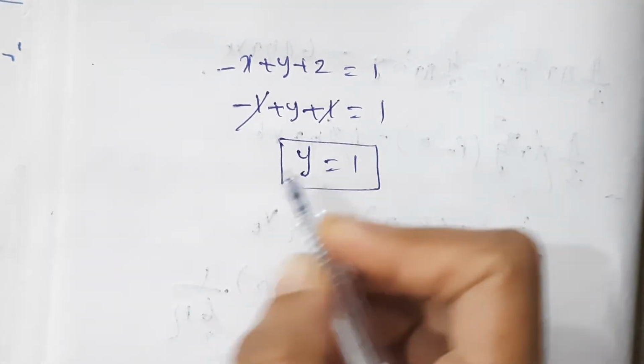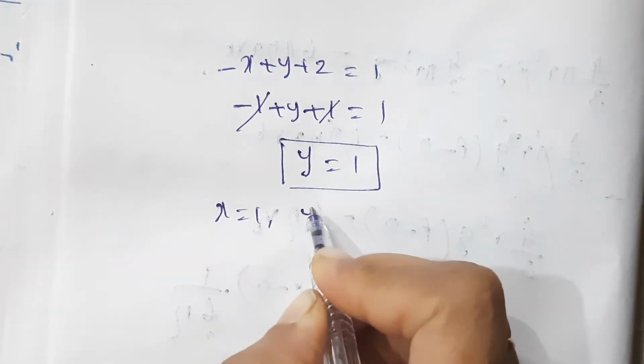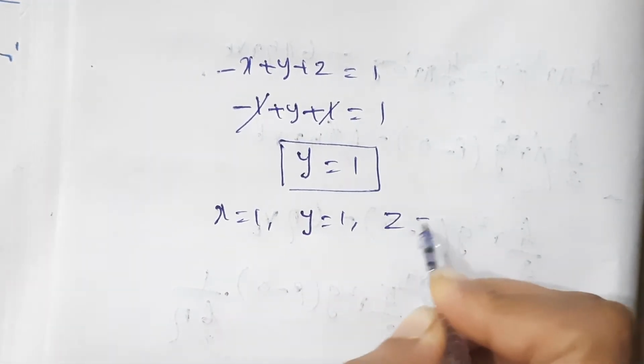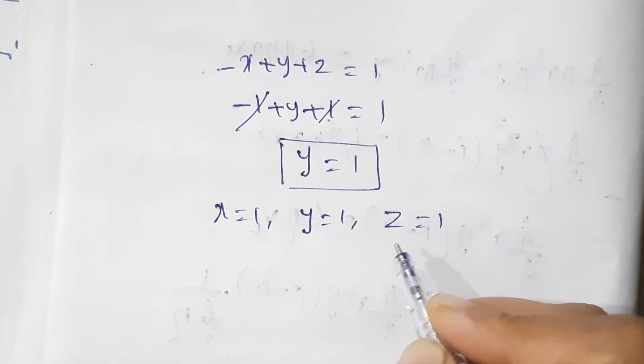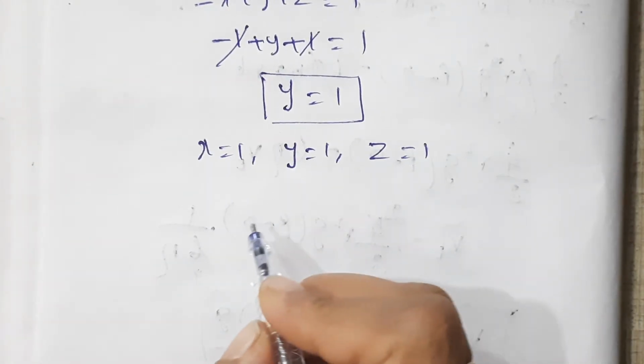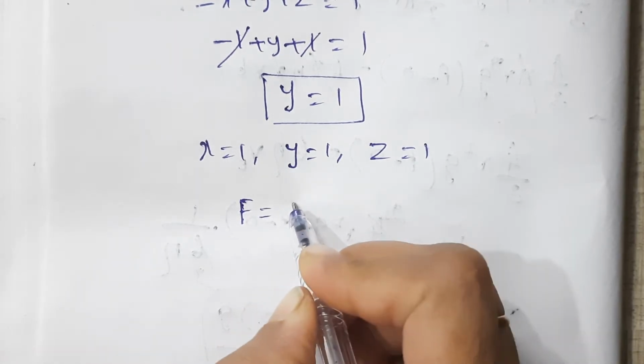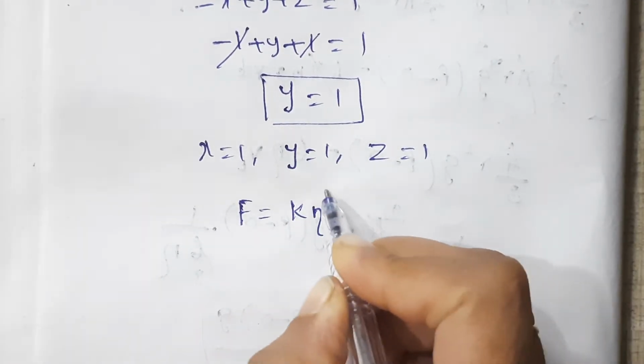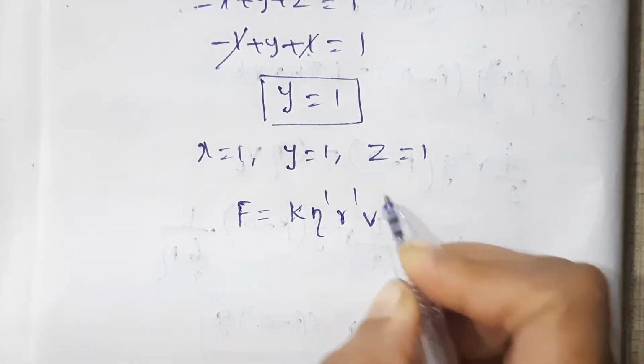So we got the values x is equal to 1, y is equal to 1 and z is equal to 1. When we substitute these values in the equation, we get the expression F is equal to k into eta power 1, r power 1 and v power 1.